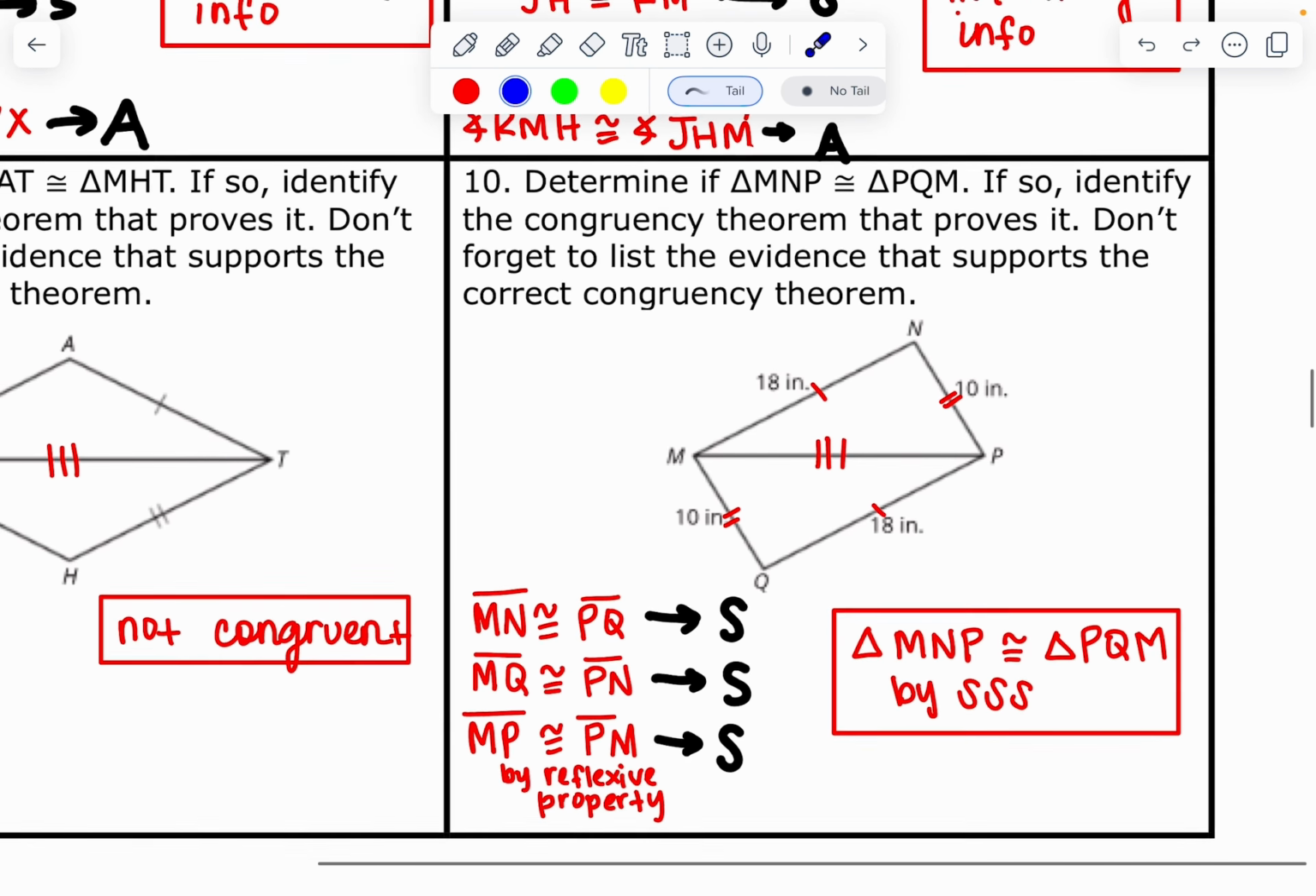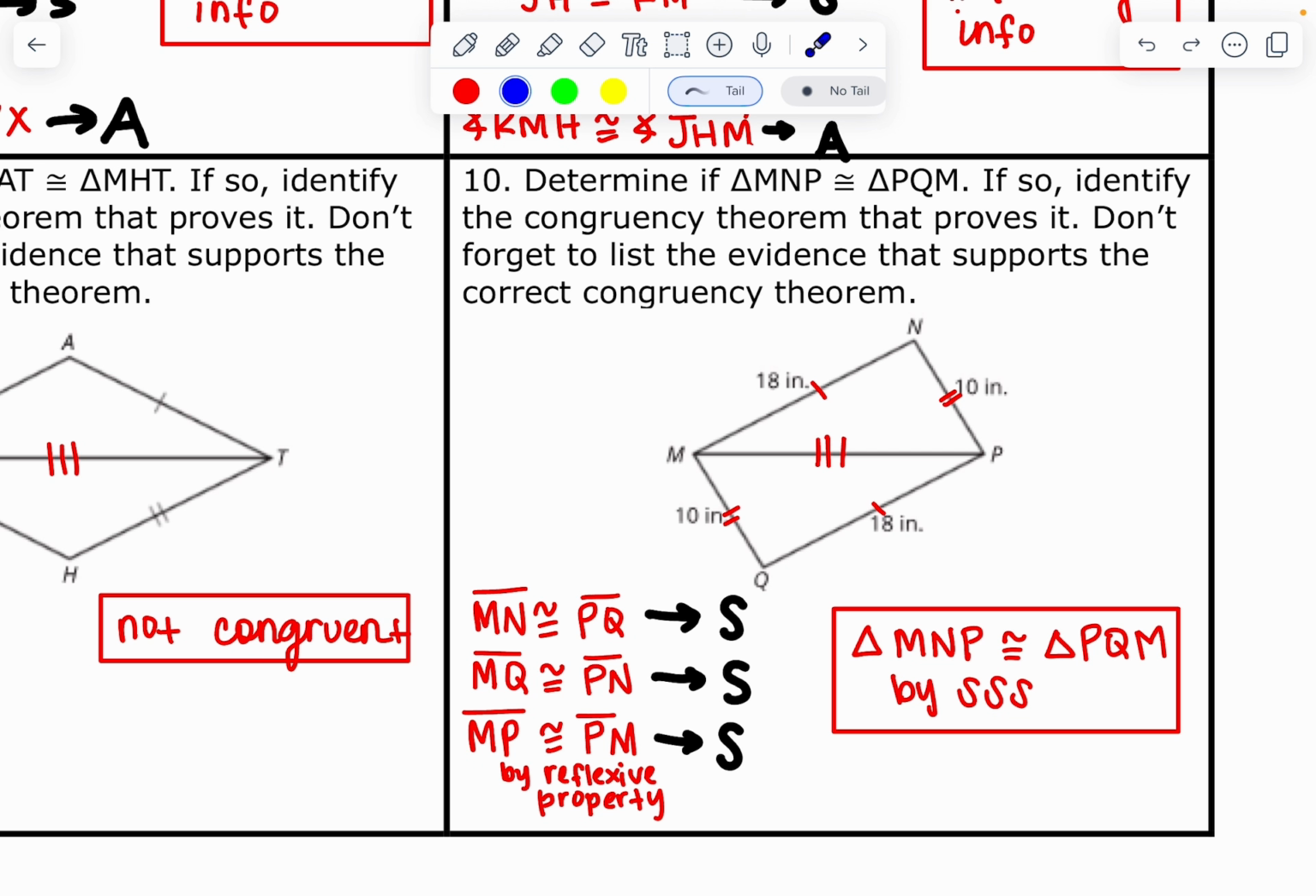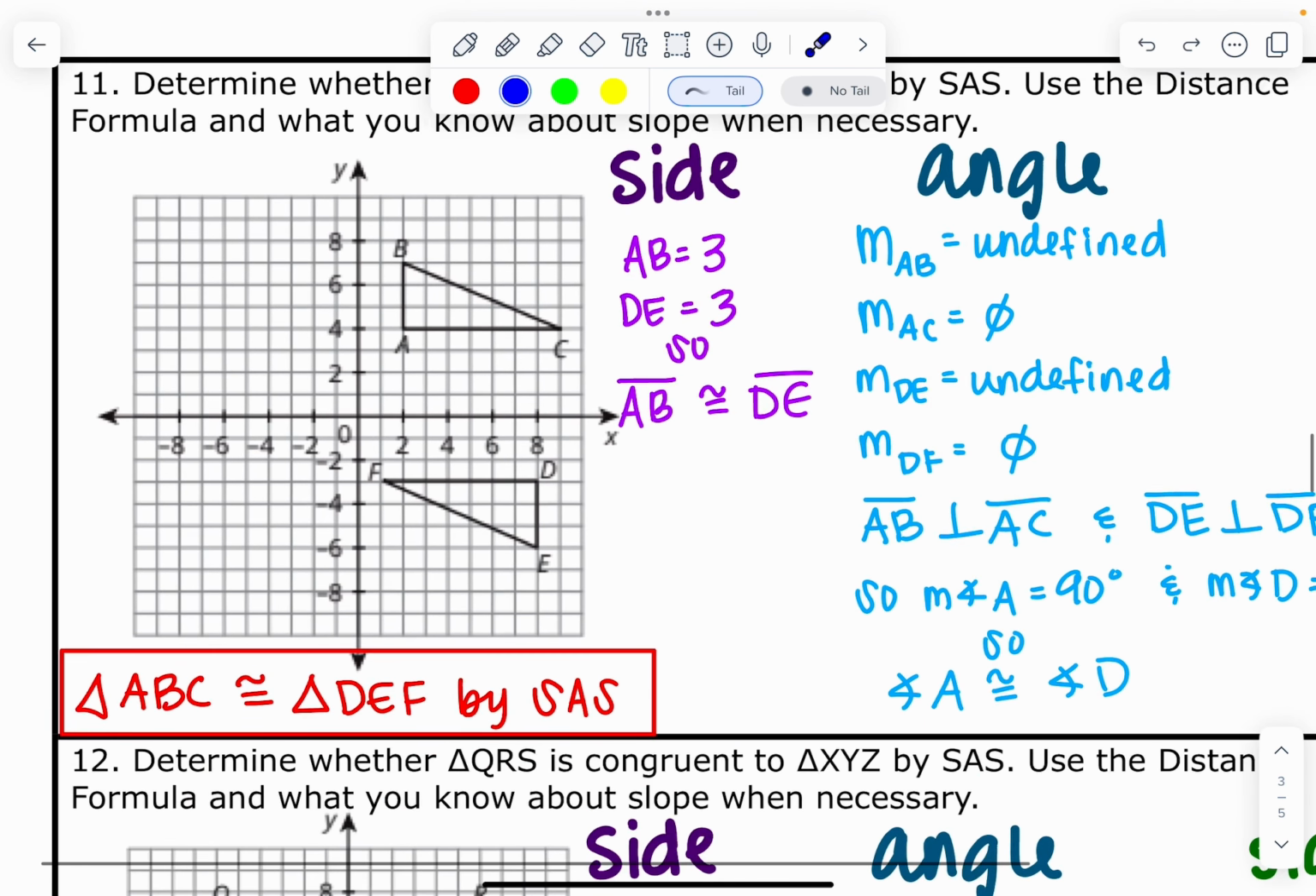And then for number 10, this one is congruent by side, as you can clearly see here. Okay, and we see that MP is congruent to itself by the reflexive property. Don't forget that. All right, number 11.